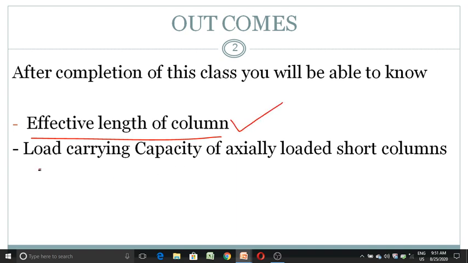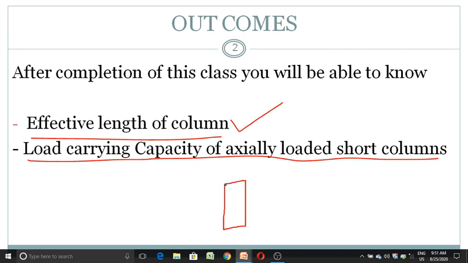And the second point in today's outcome is the load carrying capacity of axially loaded short columns. So how much load it can bear for a given dimension of a column. This P value we can calculate. For this P value we have some codal equation. Based on the codal equation, how to calculate that load carrying capacity of an axially loaded short column.